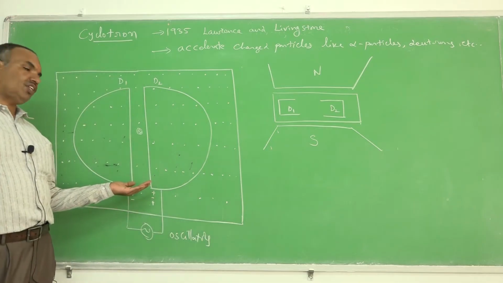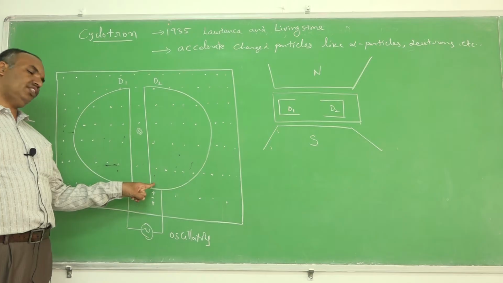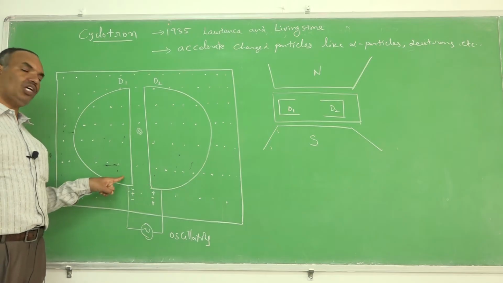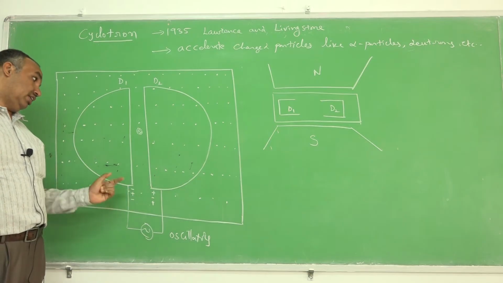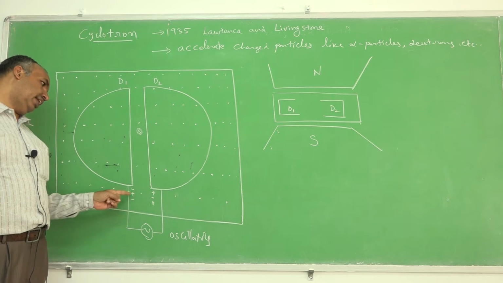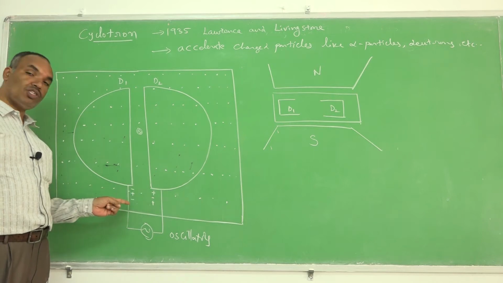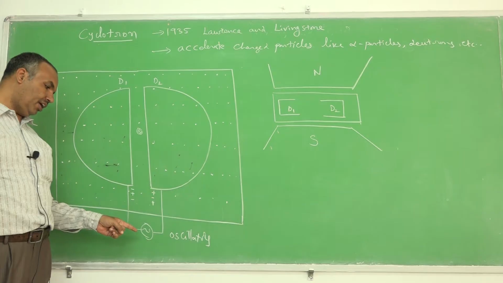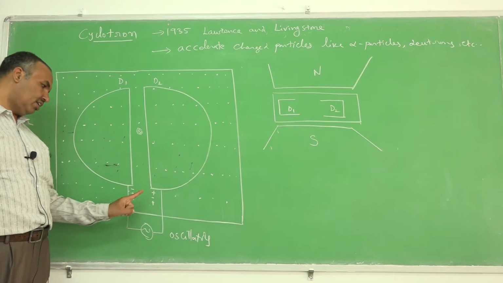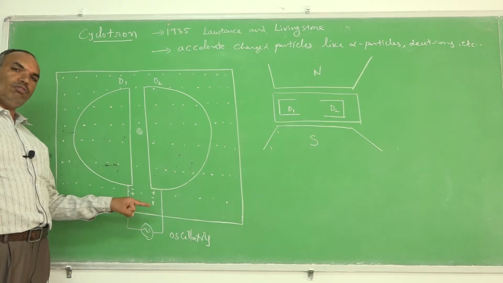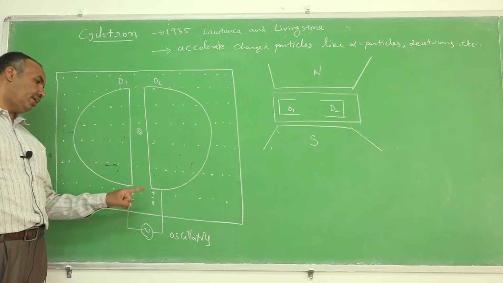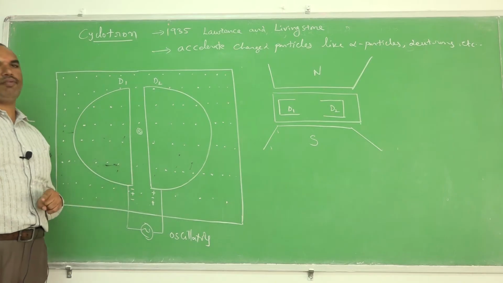This oscillator develops some charge on the D. Suppose positive charge is developed on one D, then negative charge is developed over here. In the next cycle, the negative will be developed here and positive will be developed here. Depending on the frequency of this oscillator, the positive and negative charges interchange with one another.